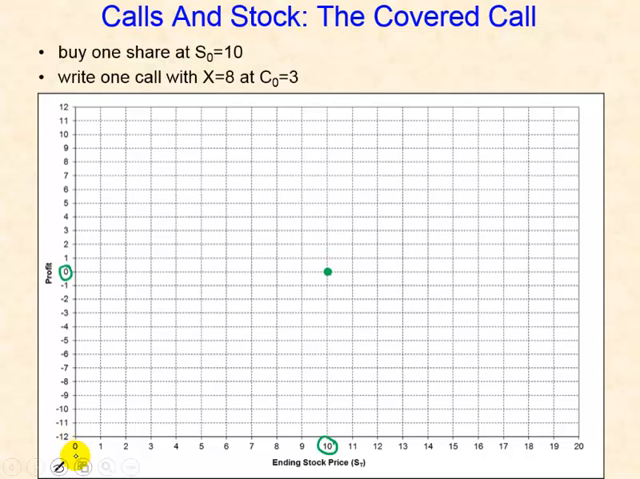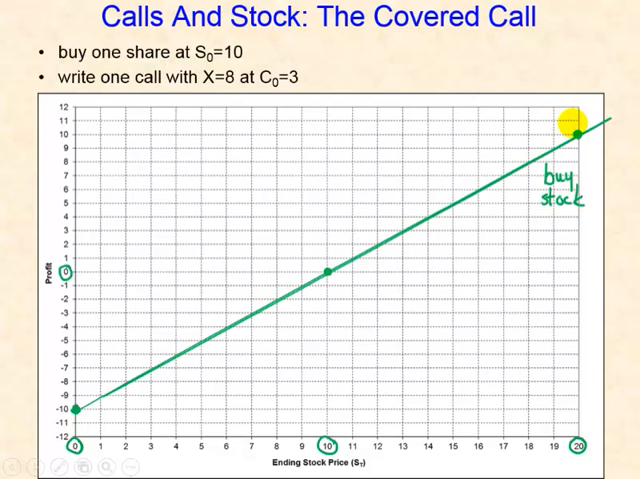We also know that if the stock price falls to 0, we lose our entire investment. We lose $10. Finally, if the stock price rises to 20, we'll make a $10 profit on our stock. We'll connect these 3 points with a line. So the green line shows us the profit from buying one share of stock at an initial price of $10.